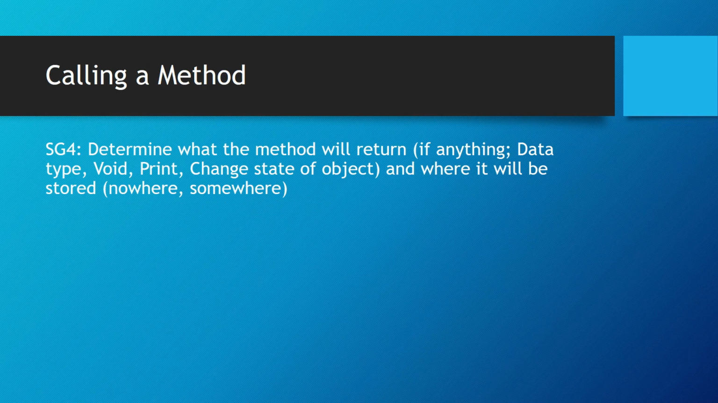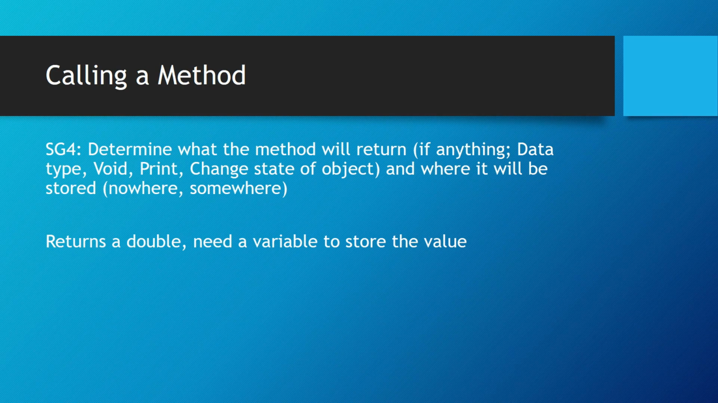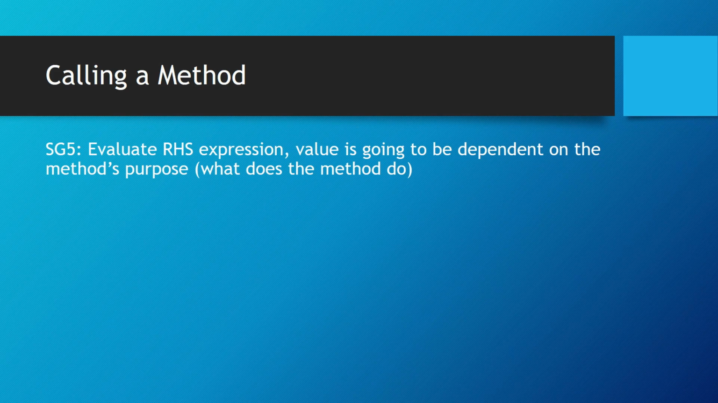For subgoal 4, we need to determine what the method will return and where it will be stored. We saw that nextDouble returns a double, so we need to say where we are going to store that value. Let's declare a variable called value of data type double to receive that value that is being returned from nextDouble. So we have double value is assigned the output from input.nextDouble. And now subgoal 5 tells us to evaluate the right-hand side expression.